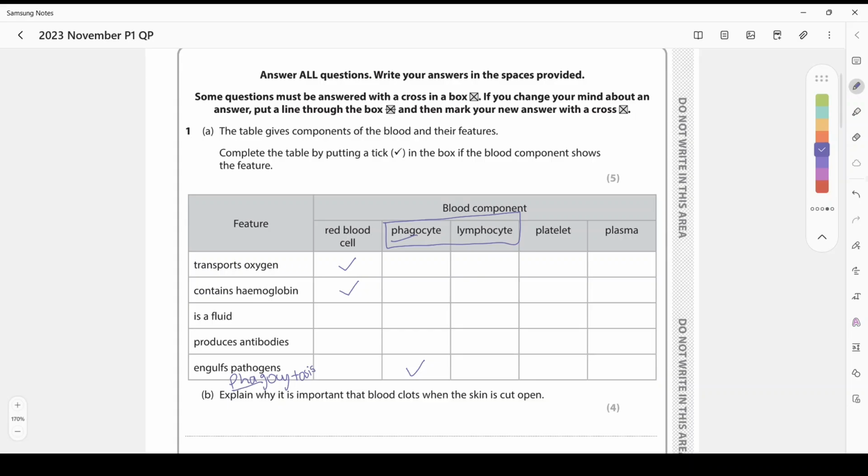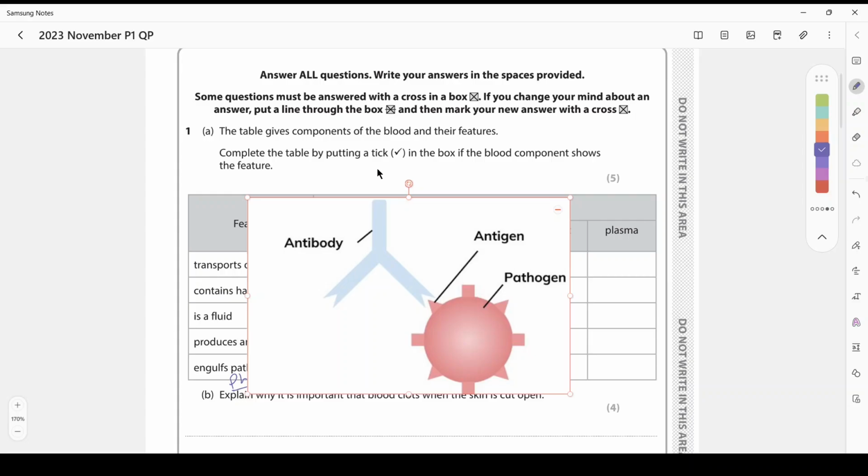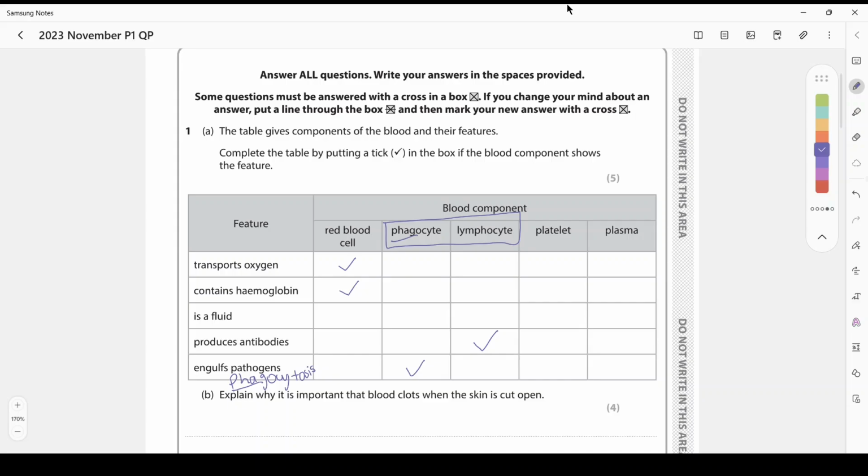Lymphocytes, the way they eliminate pathogens is by producing antibodies. So I've just included a diagram of an antibody. You can see that antibodies bind specifically to antigens, and antigens are found in all pathogens, in all cells, all viruses, and it is what helps the immune system recognize what belongs to the body and what is foreign. So antibodies would bind specifically to an antigen that would be foreign. Right. All right, let's move on to platelets.